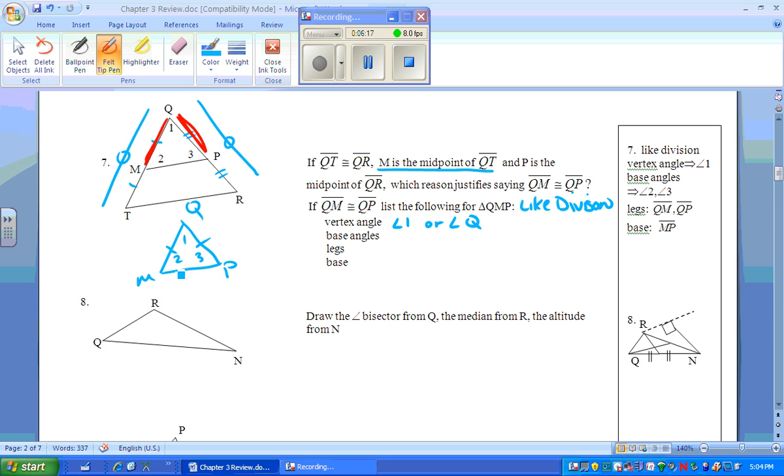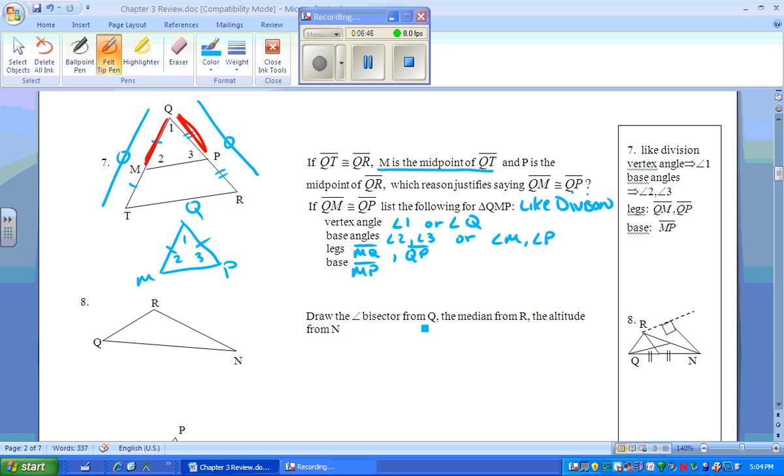The base angles are the two across from the congruent side. So that would be angle 2 and angle 3, or angle M and angle P. You decide. The legs are the congruent sides of an isosceles triangle, so that's MQ and QP. And the base is the one that is not marked, so that's MP. So it's just taking the part around.